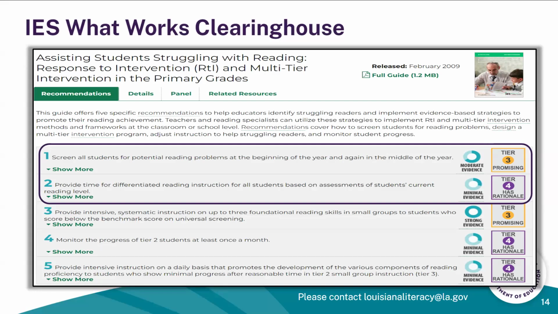These recommendations highlight the importance of taking action once we have identified students who may be at risk for falling below proficiency. Let's take a look at the first and second research-based recommendations from the IES guide. Recommendation 1, screen all students for potential reading problems at the beginning of the year and again in the middle of the year. Recommendation 2, provide time for differentiated reading instruction for all students based on assessments of students' current reading level.